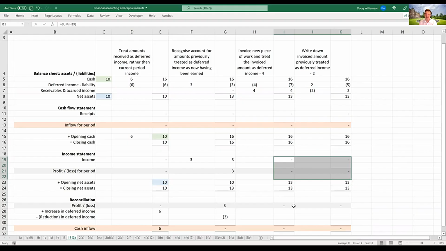So the reconciliation for both these cases between profit and cash flow is there was no profit nor loss, and there was no cash flow. So there were no reconciling items.